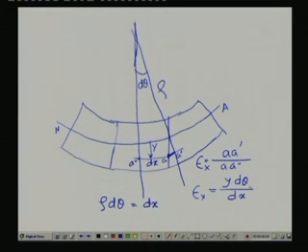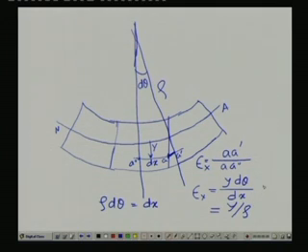Obviously, if we substitute, then d theta by dx comes out to be equal to y by rho. Now, this gives us a simple idea that epsilon x, or the strain of the fiber, comes out to be equal to y by rho.